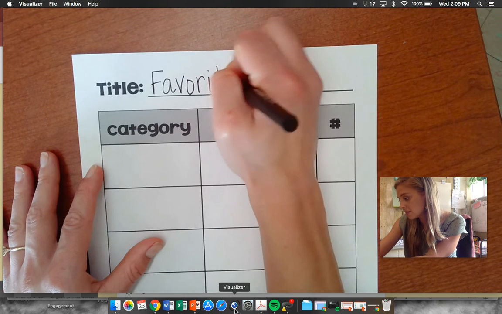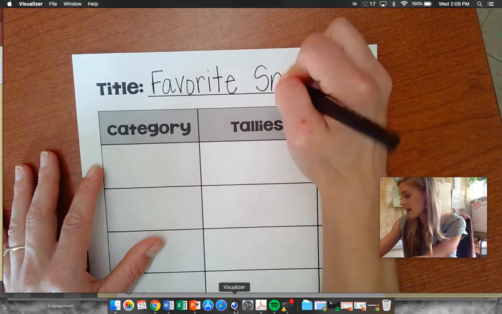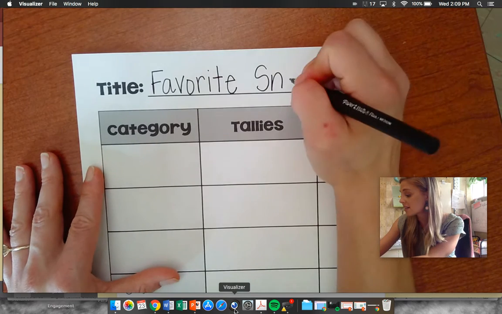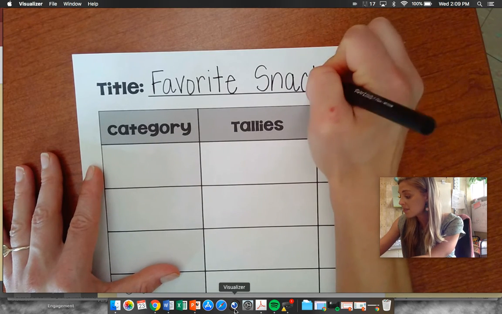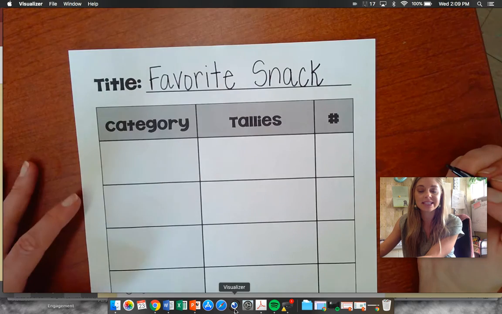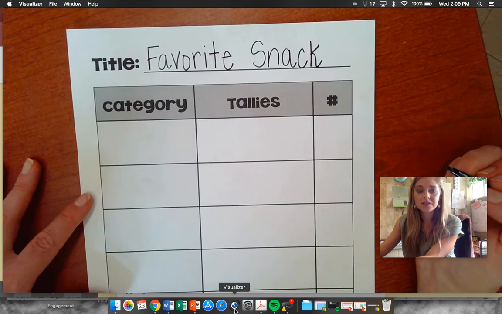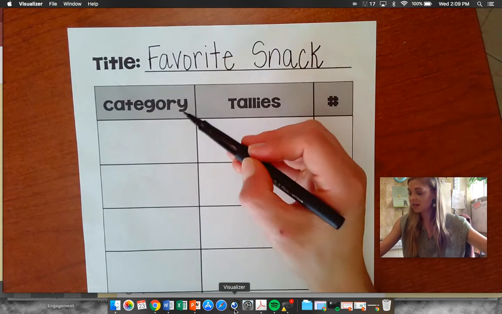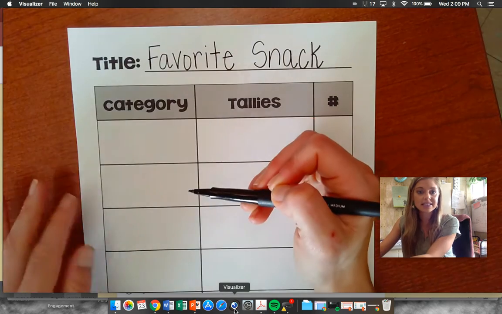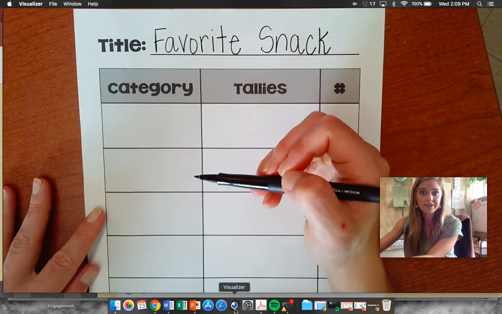Just short and sweet. You could say third graders' favorite snacks if you wanted to be more specific. I'm just going to say favorite snack. So our categories are the kinds of snacks that you were able to choose from in that survey.